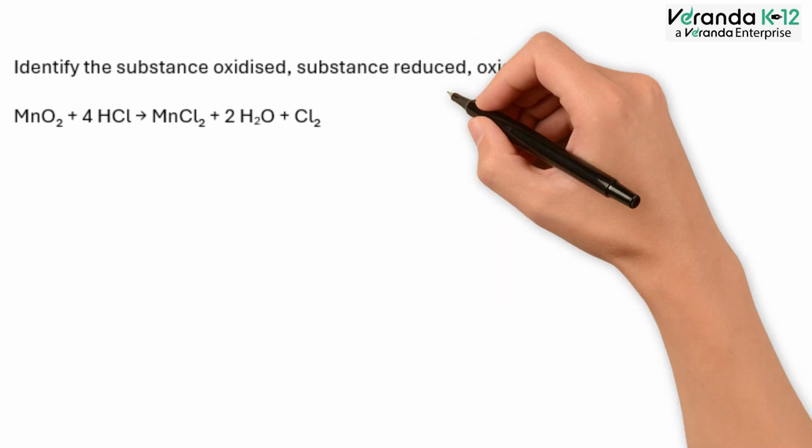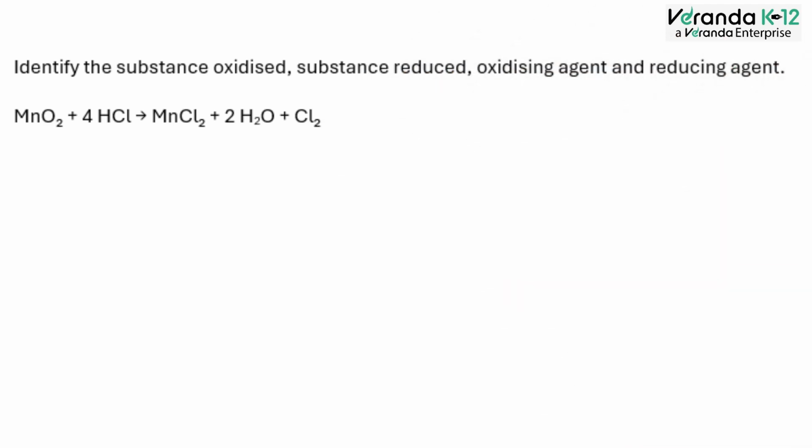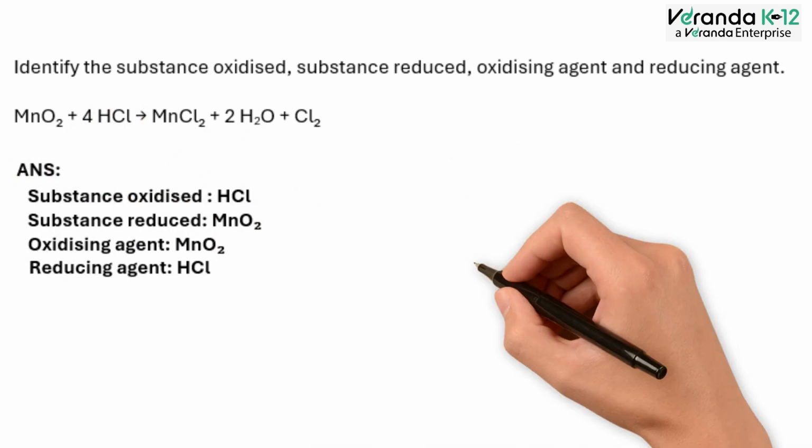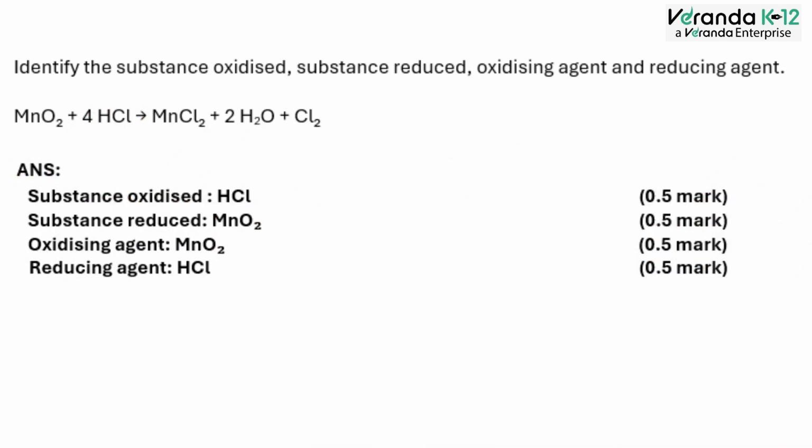Question 7. Identify the substance oxidized, substance reduced, oxidizing agent, and reducing agent. MnO2 reacts with HCl to give MnCl2 plus H2O plus Cl2. The solution is: substance oxidized is HCl, substance reduced is MnO2.